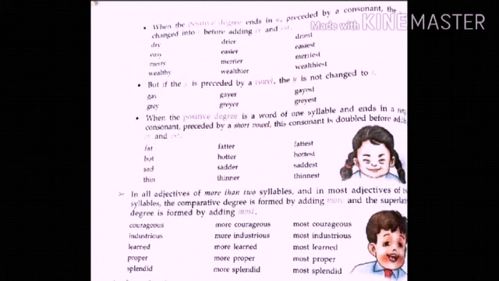Now the next rule. But if the Y is preceded by a vowel, the Y is not changed to I. For example, gay, gayer, gayest, grey, greyer, greyest.